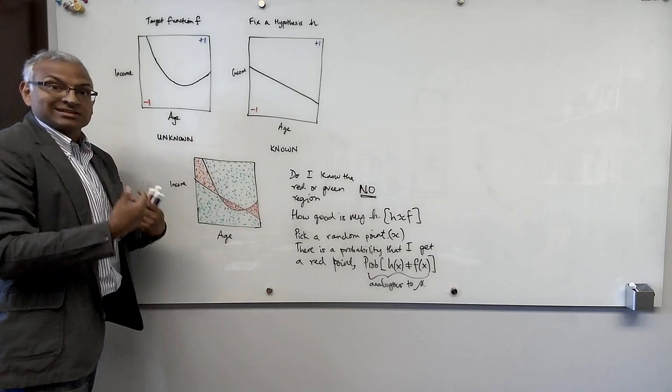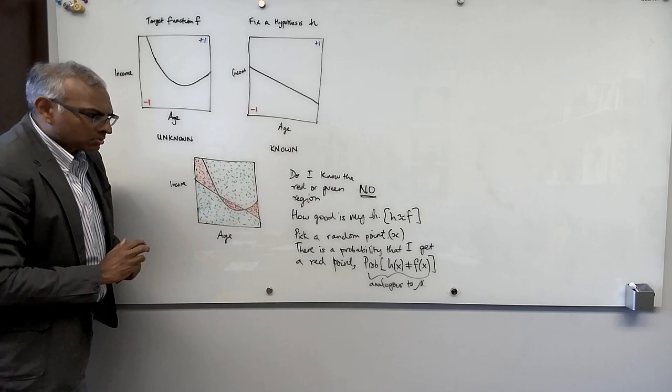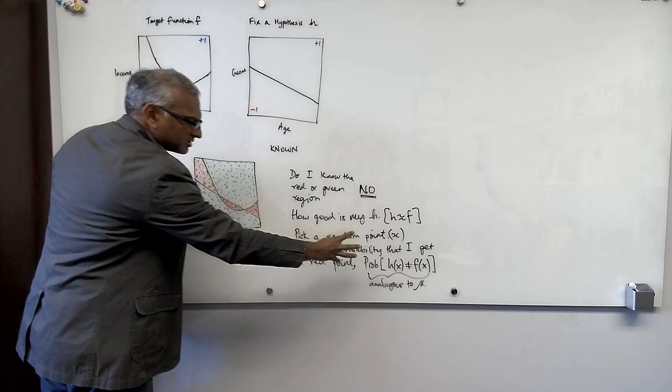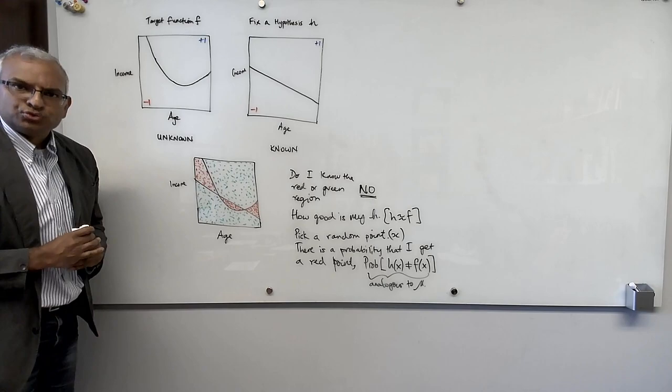Now, how could I try to figure out this quantity, the size of this red region? Here's what I can do.